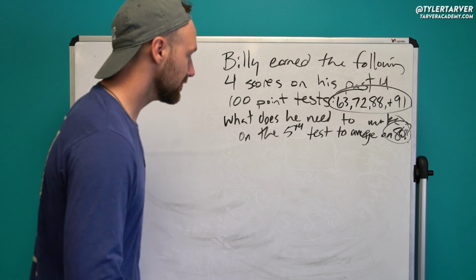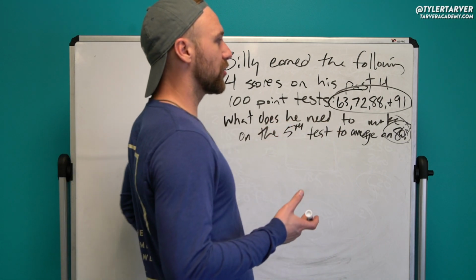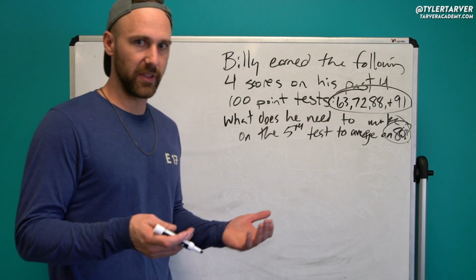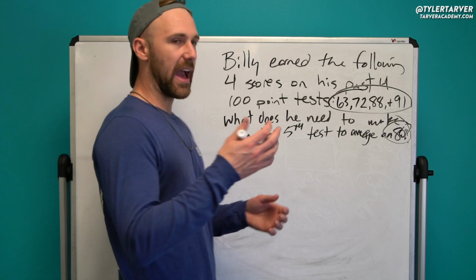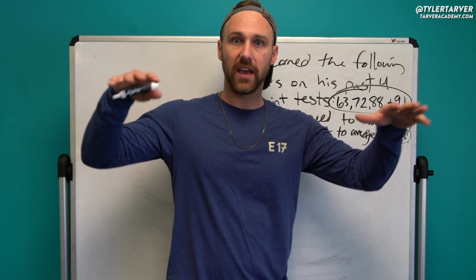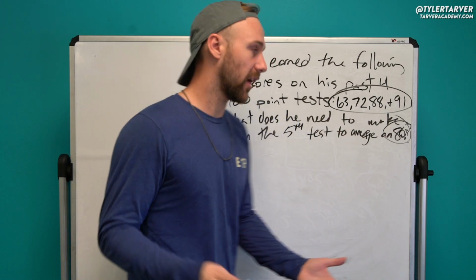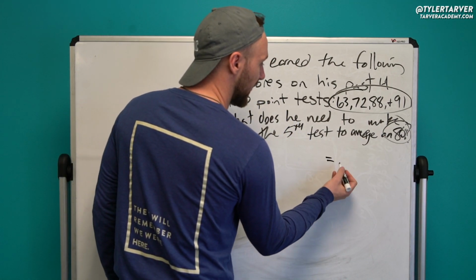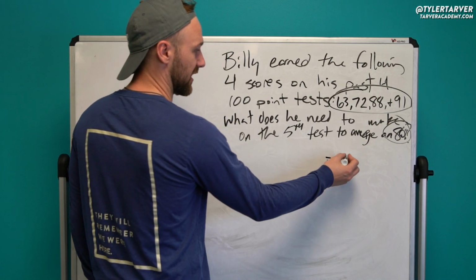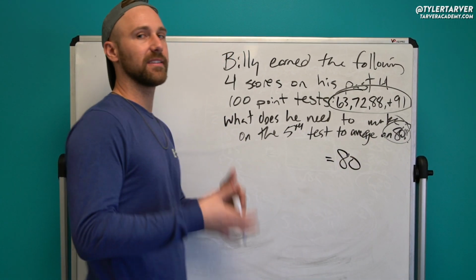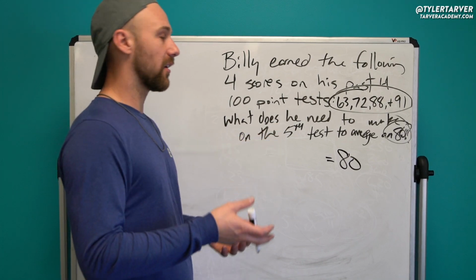Okay, now I'm back. So, essentially what you're doing here is you're averaging something. And to average something, you add all of them together and then divide them by how many there are. And that gives you your average, okay? So, we know we want it to equal what? An 80%, okay? So we want to see what does he have to make to get an 80% or higher.